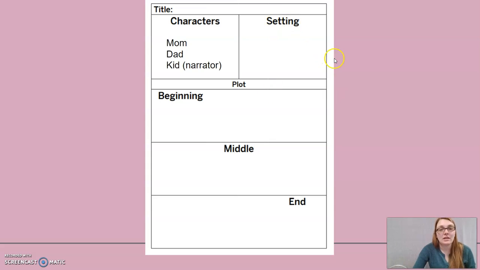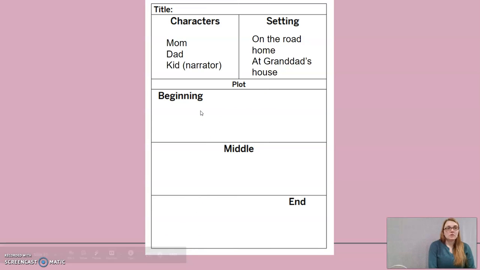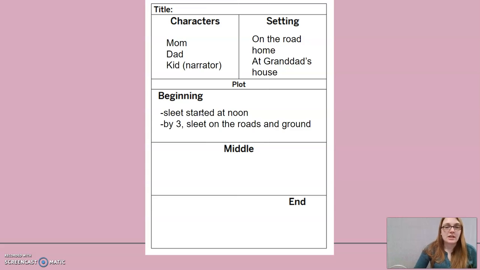Next is the setting. Yeah, it's on the road home. They're on the road home, and then they also ended up at the granddad's house. Good. Now the plot. So let's think about what happened in the beginning of the story. Right? So in the beginning of the story, it had started sleeting, and mom and dad came to pick the person up, the narrator up. Right? It started sleeting at noon, and by 3, the sleet was on the roads and on the ground. Right? So that's when the parents came to pick him up.